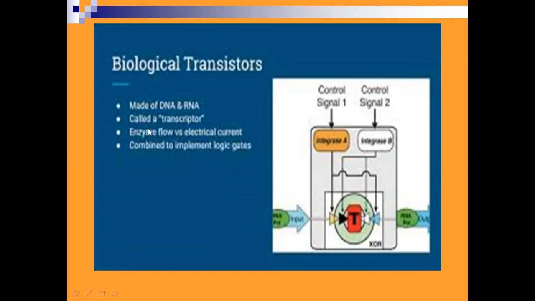And you see that they are having transcriptors here. Transcriptors are there. They will do the job. Enzyme flow versus electronic current is flowing here, combined to implement logic gates. This is a logic gate. Input, output, center at the center. This is the logic gate.